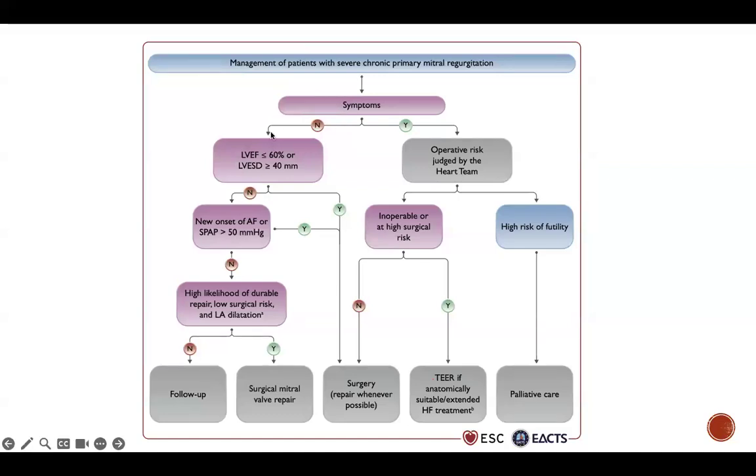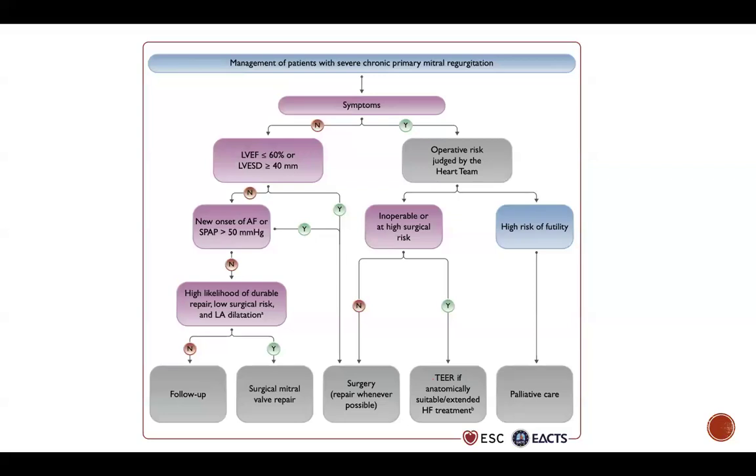If the patient does not have symptoms, go and assess your left ventricle. Is your left ventricle normal? Assess the size, assess the ejection fraction. So if you have reduced ejection fraction or a dilated LV, this is a class 1 indication to go for surgery.